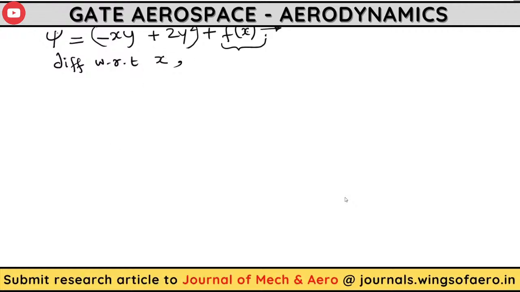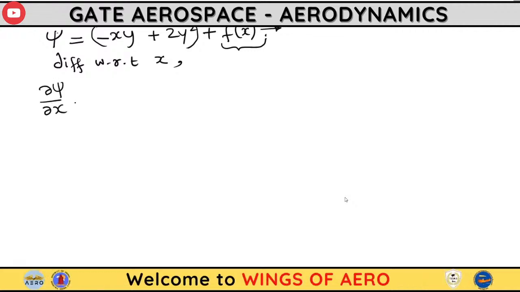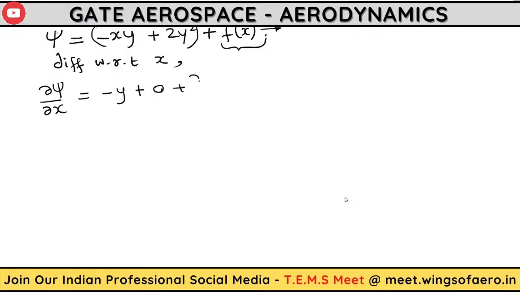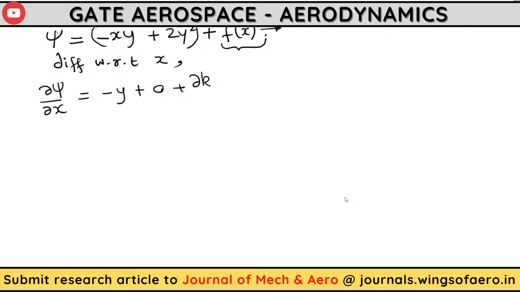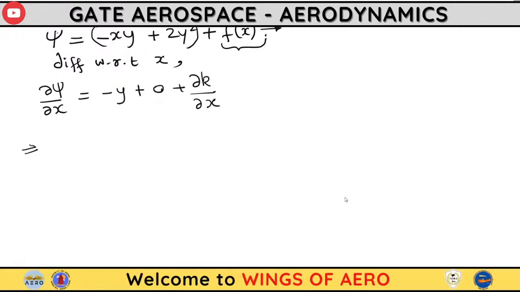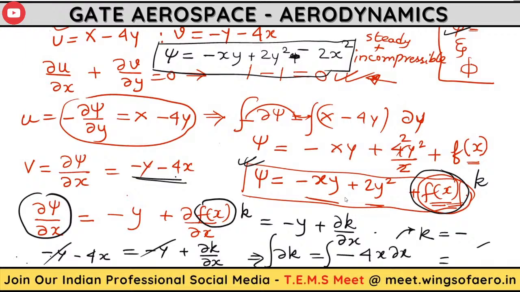Now let's consider f(x) as k. Differentiating with respect to x, we get minus y plus 0, plus ∂k/∂x, since k is a function of x, so we partially differentiate with respect to x. Clear? Now what is ∂ψ/∂x? Previously we have done ∂ψ/∂x. Let's look into it. ∂ψ/∂x is minus y minus 4x.